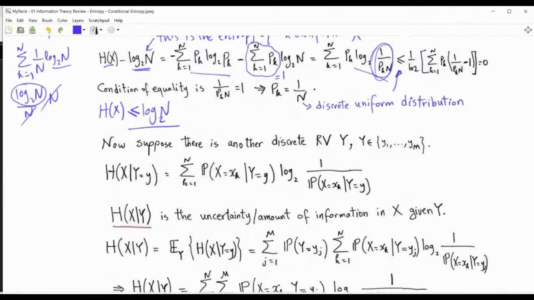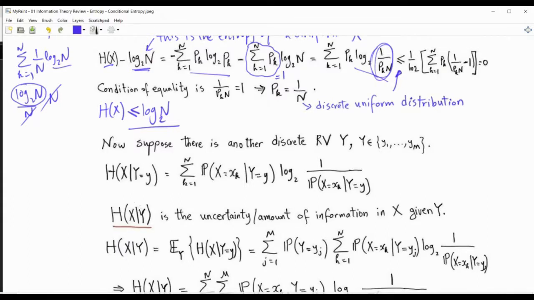Typically in communication channels we have at least two variables: the input to the channel and the output from the channel. So we are interested in quantities related to two or more random variables. Let's start with the notion of a conditional entropy.